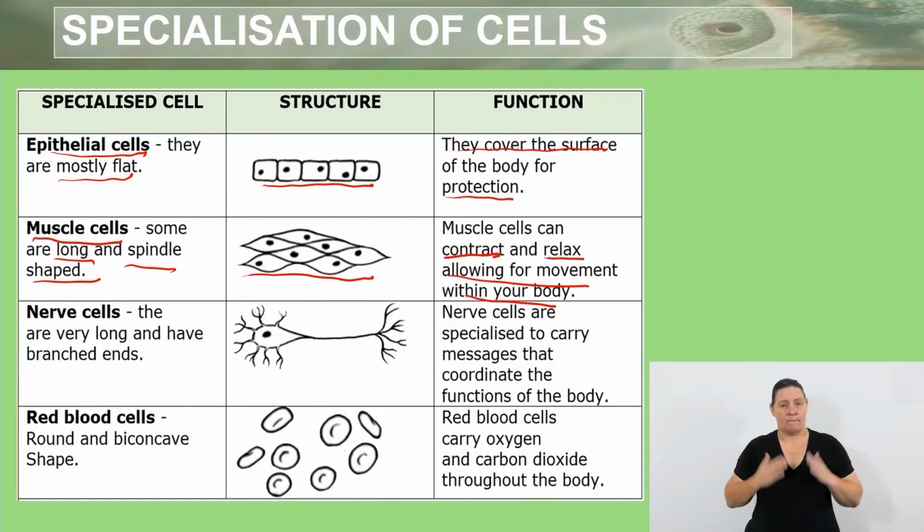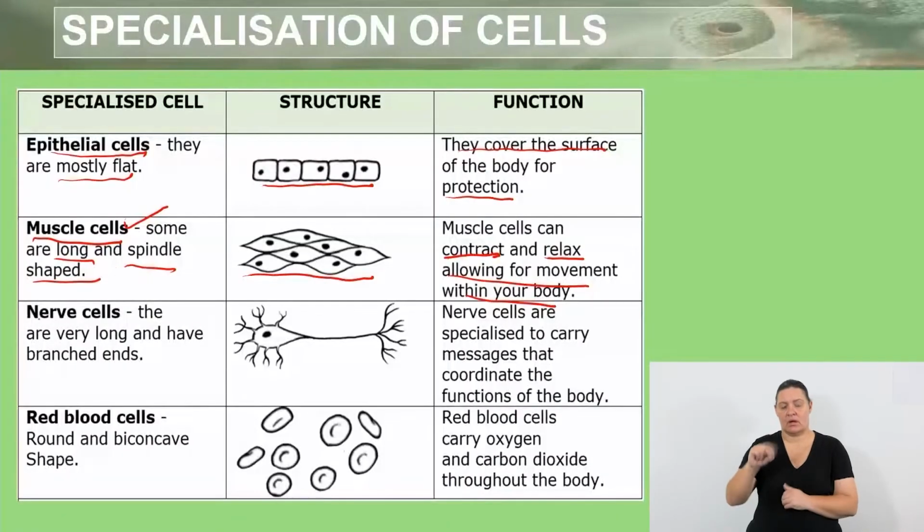So in order for your body to be able to move, for you to bend and run and sit down and stand up, you need to be flexible. So that flexibility is allowed by the contraction and relaxation of our muscle cells.